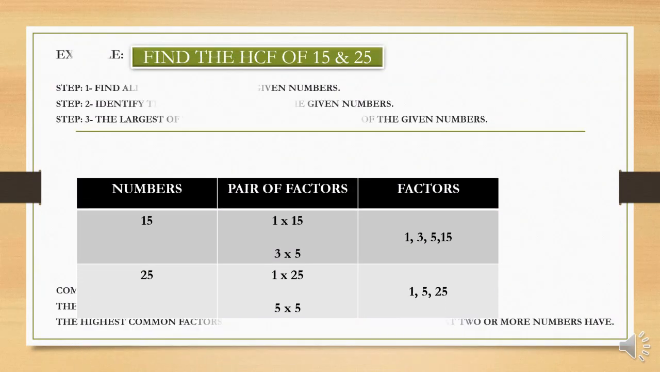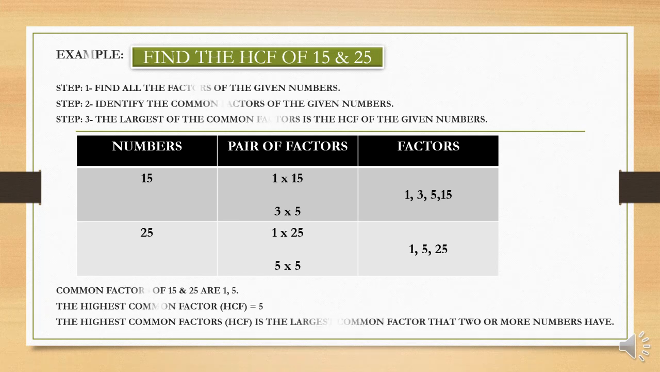As an example, let's find the HCF of 15 and 25. To find the HCF of 15 and 25, we will follow a 3-step process. Step 1. Find all the factors of the given numbers. Here the pairs of factors of number 15 are 1 into 15 is equal to 15, 3 into 5 is equal to 15. Thus the factors of 15 are 1, 3, 5 and 15.